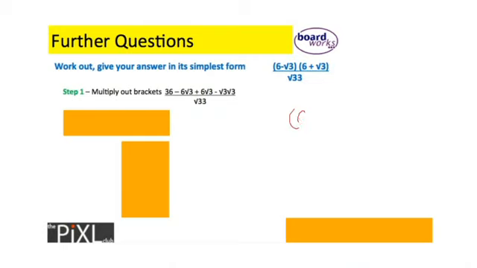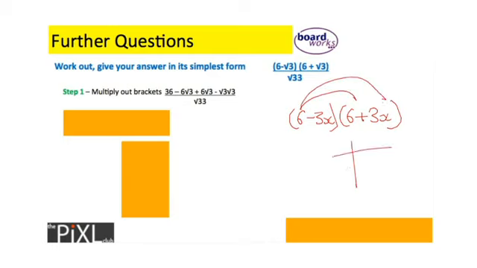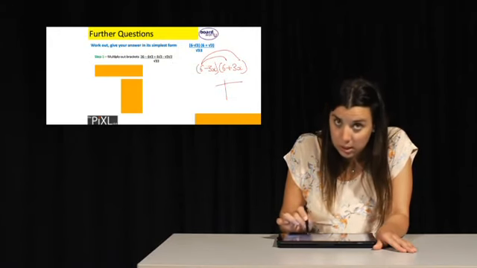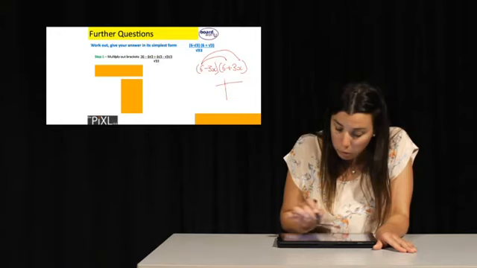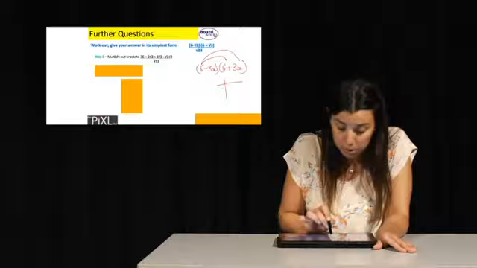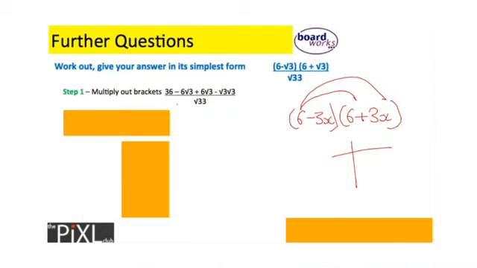If you had brackets, 6 minus 3x, bracket 6 plus 3x, you would multiply them out using FOIL, using your smiley lines, using a grid. Either way is fine. It's the same with surds, but you're going to notice that some of the surd rules are going to apply here. So if we multiply out our top line, our numerator, our 2 brackets, we're going to have 4 terms. 36, take away 6 root 3, add 6 root 3, subtract root 3 root 3.